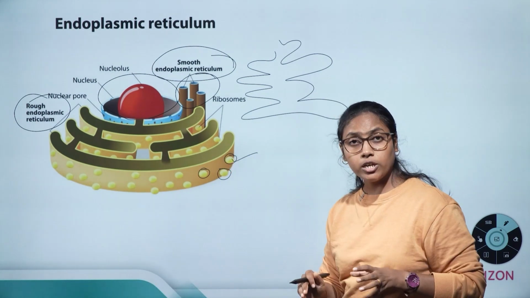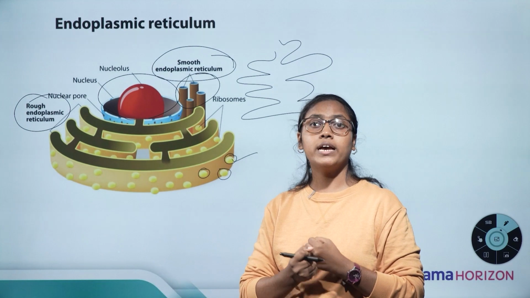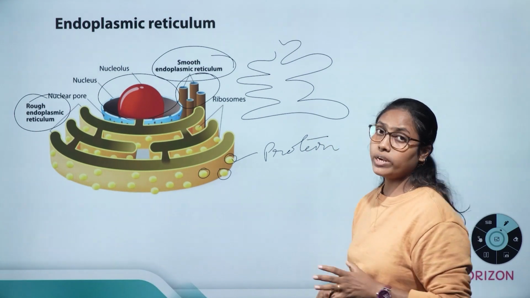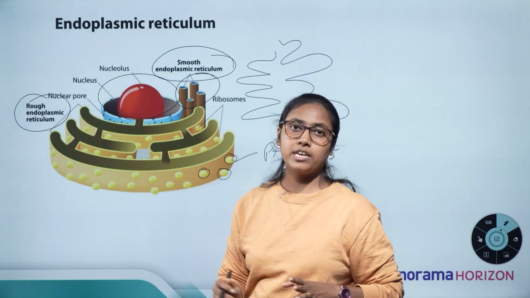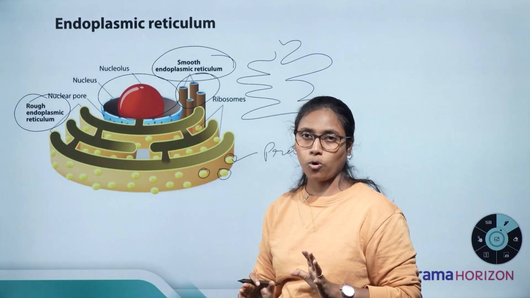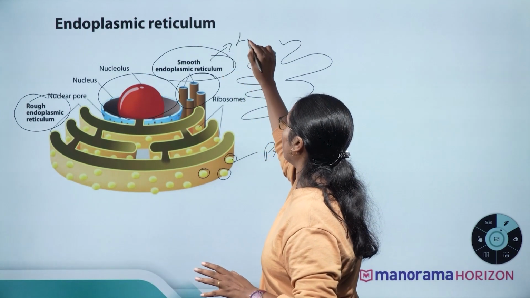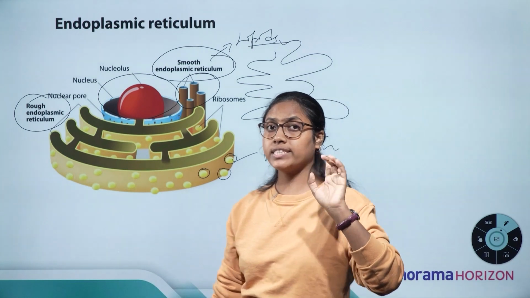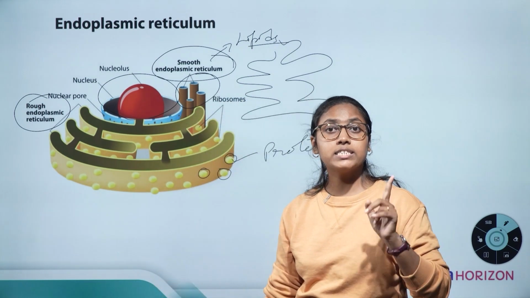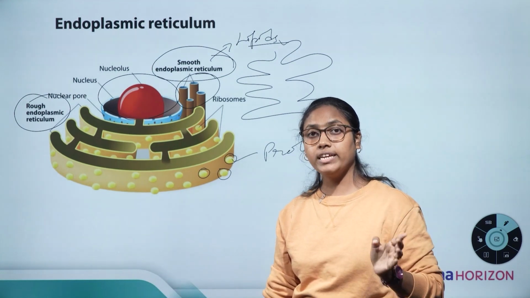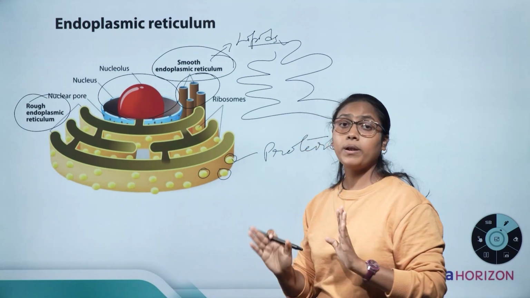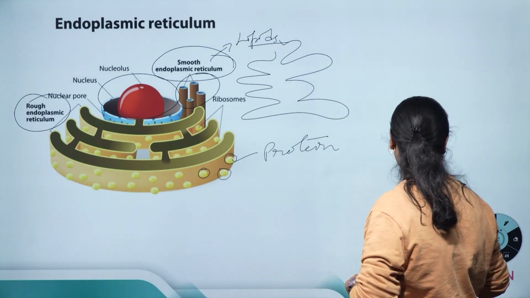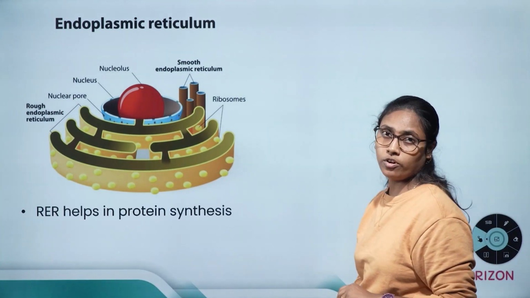So the endoplasmic reticulum that is attached with ribosomes helps in protein synthesis. Whereas the smooth endoplasmic reticulum, because it is not attached to ribosomes, helps in the formation of lipids. Do you remember what I said at the start about the cell membrane? I said that the cell membrane is composed of proteins and lipids. Hence, endoplasmic reticulum helps in the formation of cell membrane. We say that term as biogenesis of membrane.